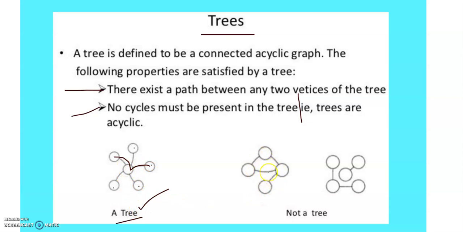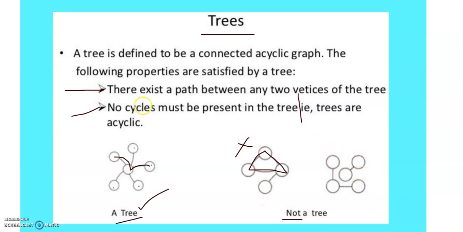Now you see this one is not a tree. Why? There exists a path between any two vertices. Yes, there is a path between any two vertices. That is, the first point is right. See the second point. No cycles must be present. But here there is a cycle. You see here from here to here, edge here to here. This is a cycle. A cycle is not allowed in any tree. So this is not a tree. That is given here.